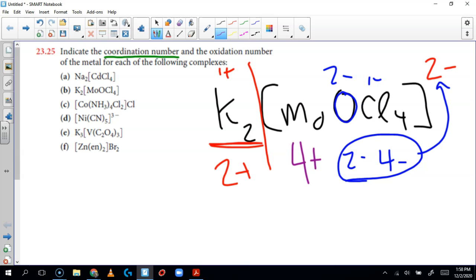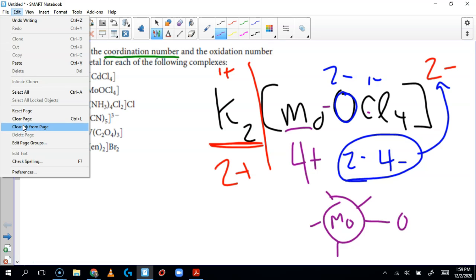And so the molybdenum in this case has an oxidation number of 4 plus. And again, its coordination number, how many donor atoms are attached to the metal, well, we have the oxygen and then we have the 4 chlorines. So when we draw this, we would have molybdenum in the middle, then an oxygen, and then chlorine, chlorine, chlorine, chlorine. Okay, so let's do the next one.